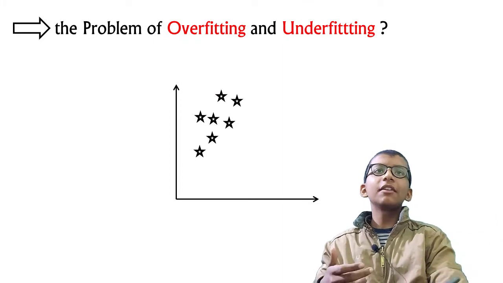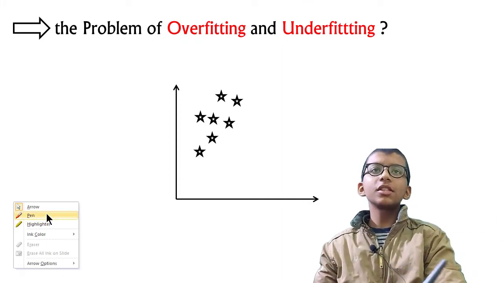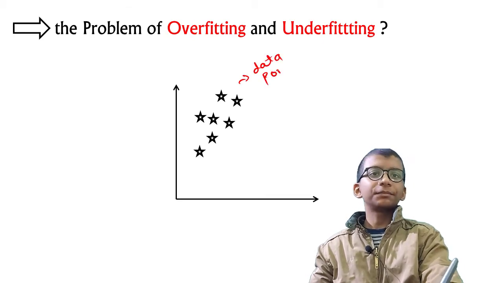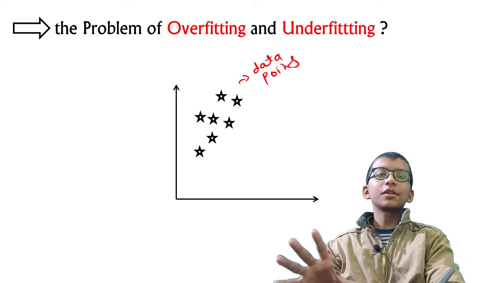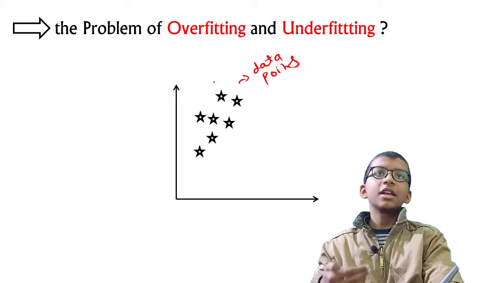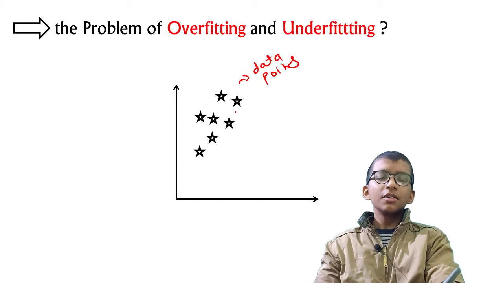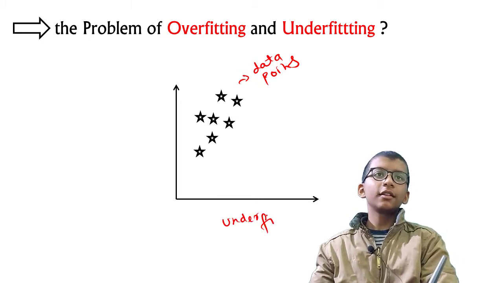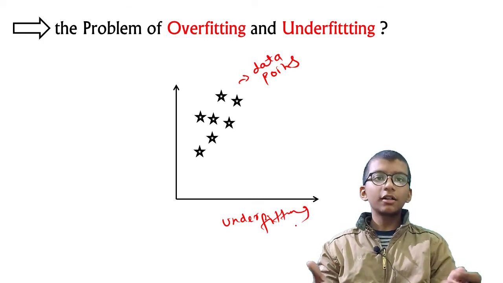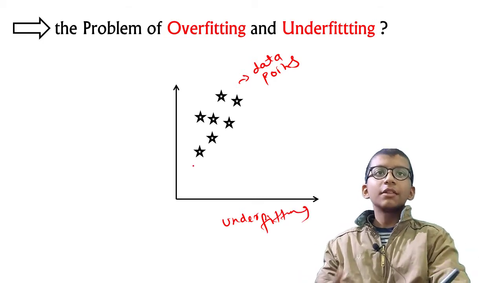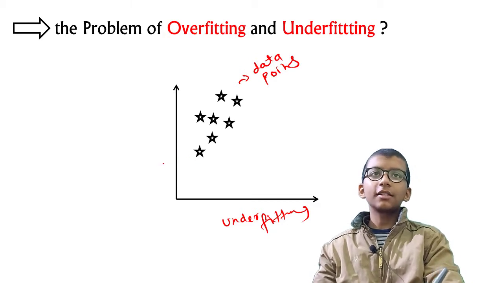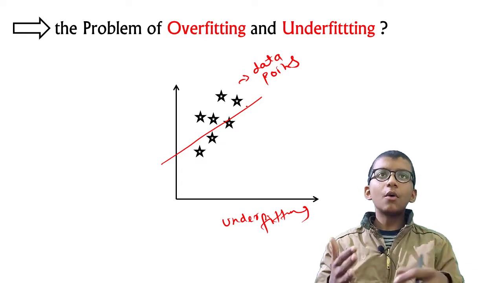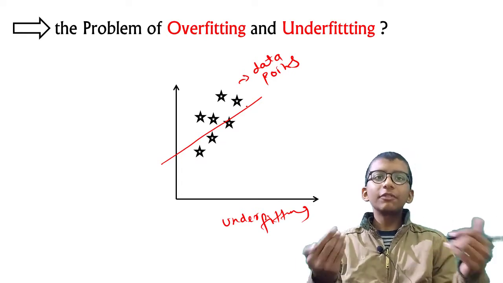So here we have data points. The star points are called the data points. Okay, and first of all, let's see the underfitting. If underfitting occurs, what should the visualization be? The visualization should be something like this. And what happens here is that it doesn't best fit our data.